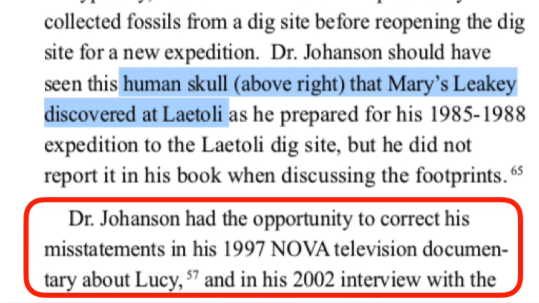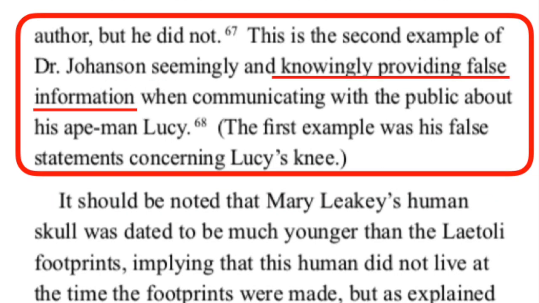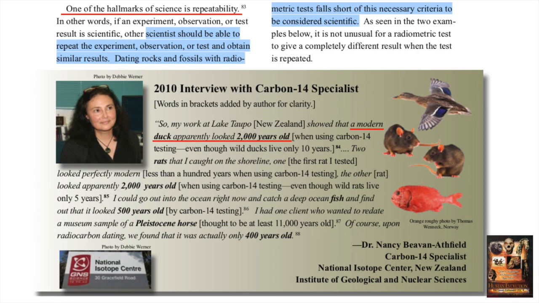And he writes that, so he should have known about that skull. You know, you go through what previous people had found, and Mary Leakey had found that human skull. And Dr. Johansson had the opportunity to correct his misstatements in the 1997 Nova television documentary about Lucy, but he didn't. He also had an opportunity when Dr. Werner was interviewing him, but he didn't. So this is the second example of Dr. Johansson seemingly and knowingly providing false information when communicating with the public. So should we trust the experts? Are they trustworthy? What's their track record?